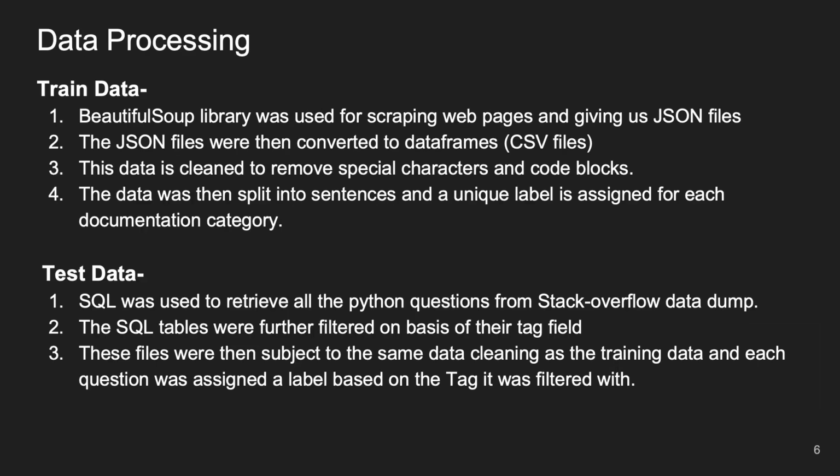Just to go over the data processing pipeline, for the training data, we used the Beautiful Soup library, which scraped the web pages to give us JSON files. These JSON files were then converted to CSV files, which were cleaned to remove special characters and code blocks from the text. The text itself was then split into sentences and given unique labels assigned to each documentation category they were scraped from.